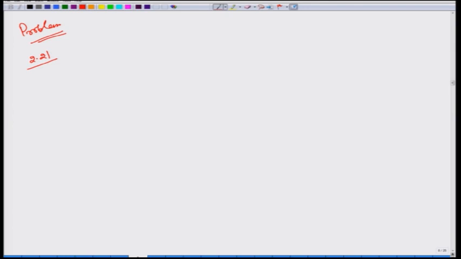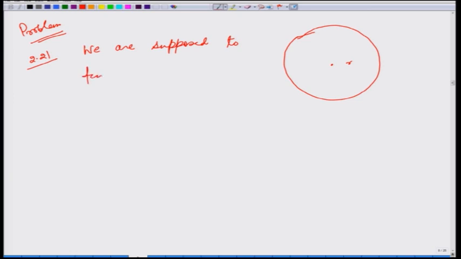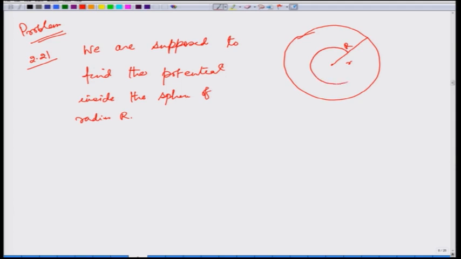So now problem number 2.21. What we are supposed to do here is find the potential due to a solid sphere, at some point r, inside the sphere of radius R. So, suppose this is a uniform sphere of radius R, and we are supposed to find the potential at some point, let us say r.